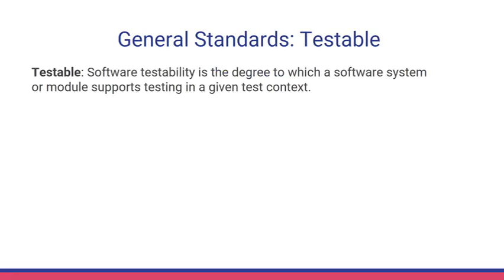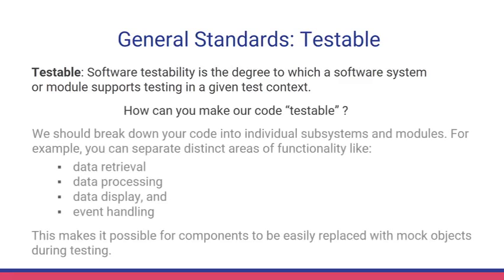Your program should also be testable. Software testability is the degree to which a program or module supports testing in a given test context. How can you make your code testable? Well, you should break your code into individual subsystems and modules. For example, you can separate distinct areas of functionality like data retrieval, data processing, data display, or event handling. This makes it possible for components to be easily replaced with mock objects during testing.